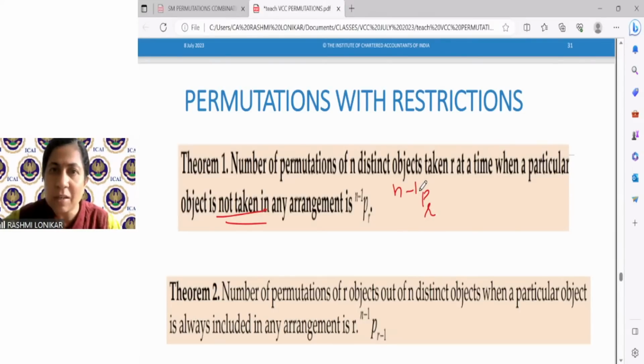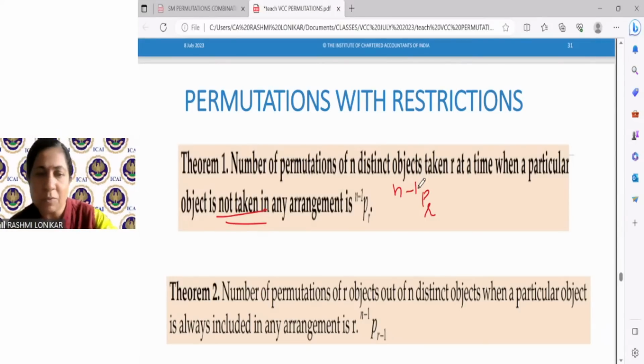Now why this n minus 1? Because this one object is out of my space. I just have to forget about that ball. So what will remain? Remaining will be n minus 1. If I take that ball out, n minus 1 will remain, and with this n minus 1, I will use the formula n minus 1 P r.